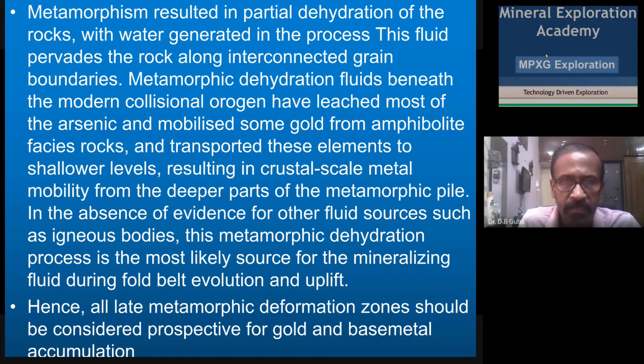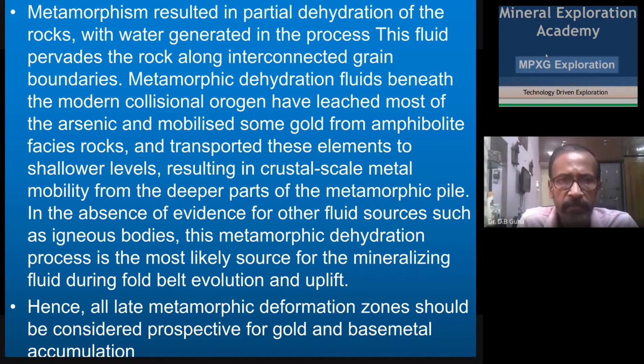In this case, specifically in the Bhukia case, gold is leached from the amphibolite facies rocks and transported, along with these elements, to shallower levels, resulting in crustal scale metal mobility from deeper parts of the metamorphic pile. So, in any fold belt development or orogenic evolution of the fold belt, the metamorphic fluids scavenge the metals, deposit them within the rock type, and they are taken up during the upheaval or during the whole process, making the deposit come out to the surface of the earth during our fold belt evolution itself, because of the uplift of the terrain along the major ductile shear zones.